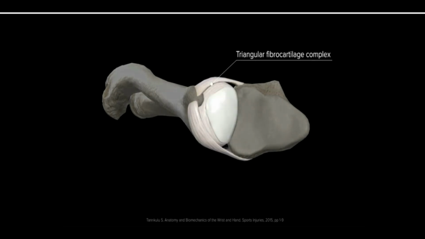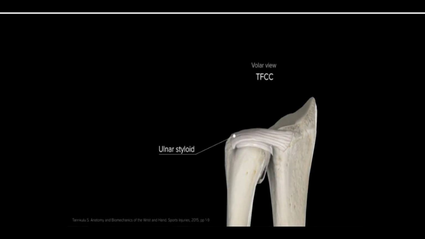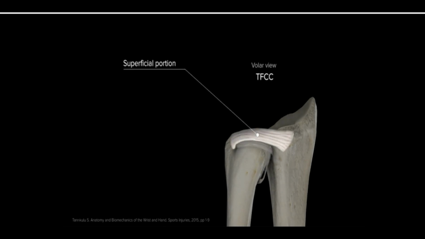Next, the TFCC, or triangular fibrocartilage complex, covers the ulnar head and provides a gliding surface for the ulnar half of the proximal carpal row, as well as stabilizing the distal radioulnar joint. The TFCC attaches from the ulnar styloid to the sigmoid notch of the distal radius. It is made up of a superficial portion and a deep portion of the dorsal and volar radioulnar ligaments. This image is a volar view and shows only the volar, not dorsal, radioulnar ligament.